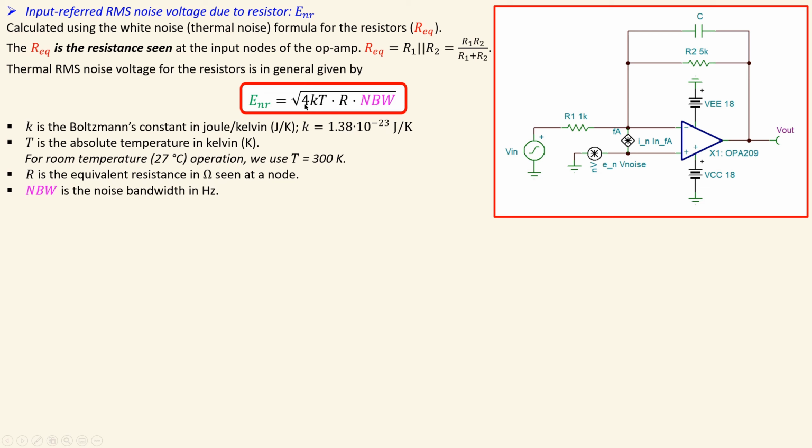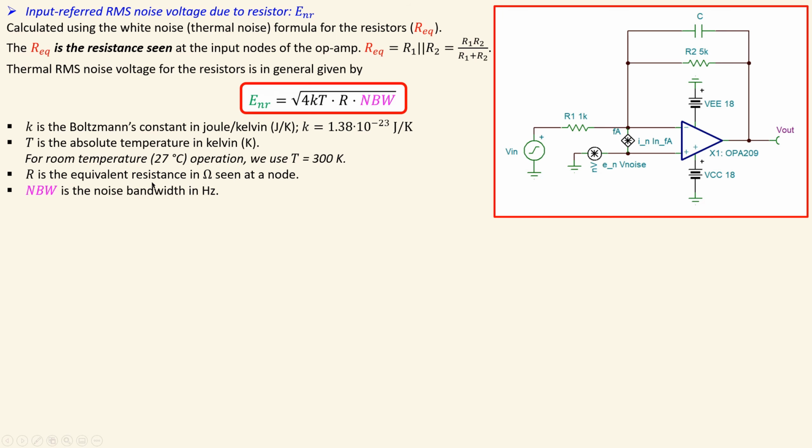So the 4 is just a 4. The k is the Boltzmann's constant, so it is 1.38 times 10 to the power minus 23 joules per Kelvin. The T is the absolute temperature in kelvins, so at room temperature, let's say 27 degrees, which is a little bit hot, then we get a round number for the T, which is 300 Kelvin. So that is actually what we most of the time use also in this example.